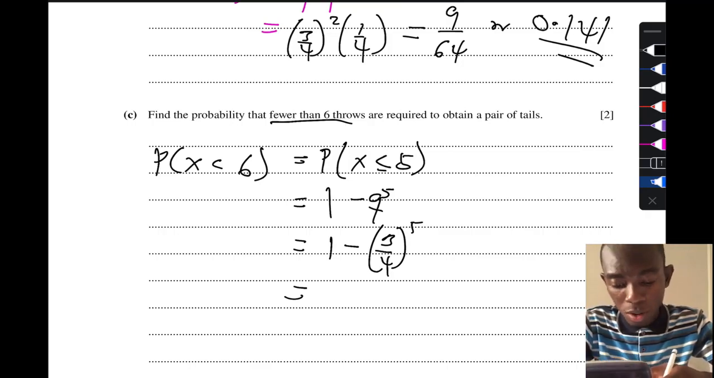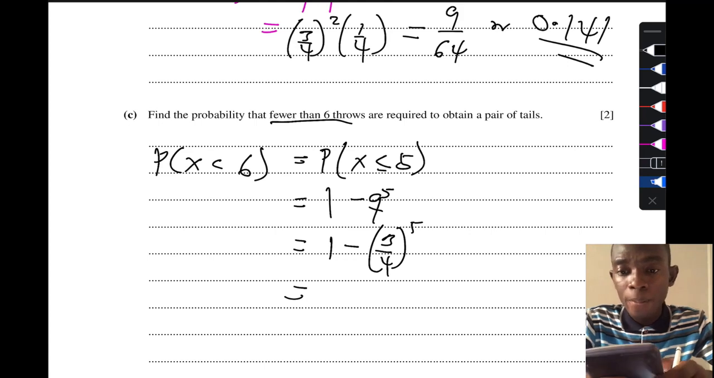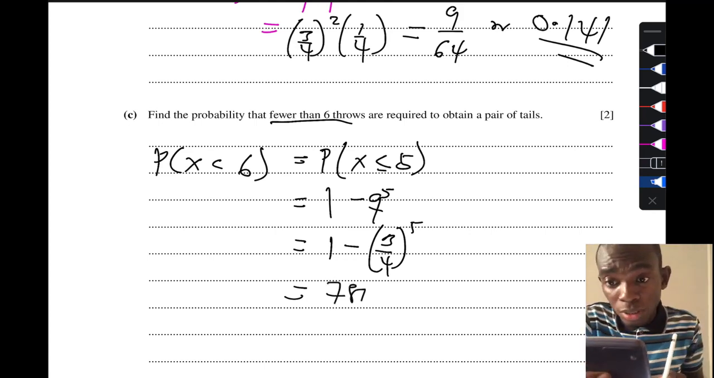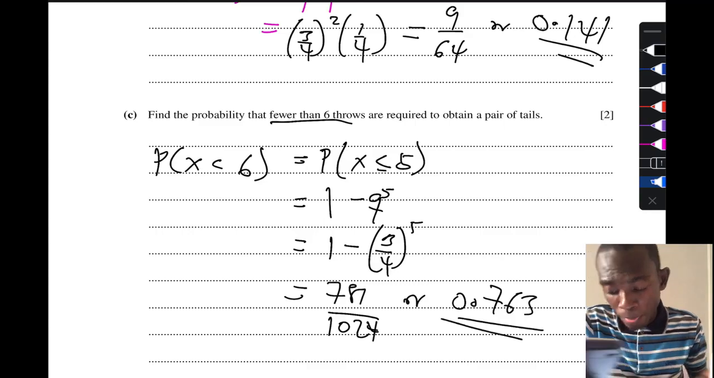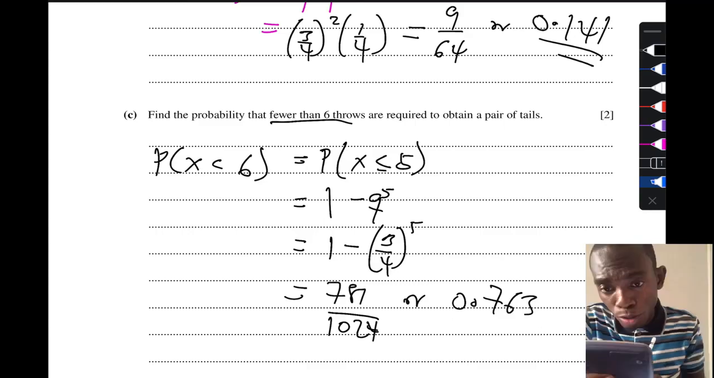3/4 to the power 5, and that gives you 781/1024. Those of us who like to write in decimals, 0.763, to 3 significant figures, and you are good to go.